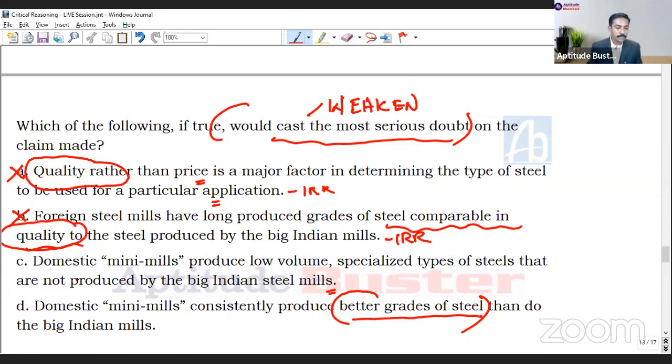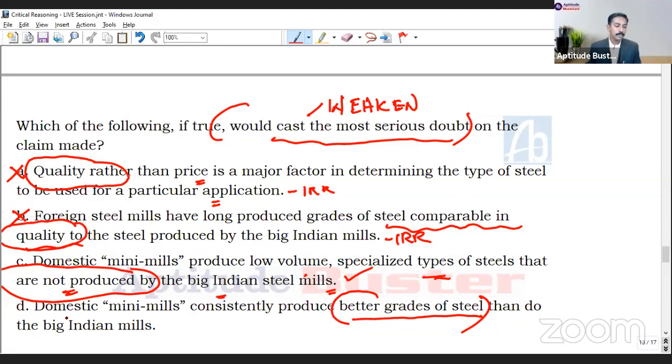Option C says domestic mini mills produce low volume, specialized types of steel that are not produced by big steel mills. Which means the products made by small mills are quite different from the big ones and are not produced by big steel mills. The products made by the small ones and the big ones are different. When the entire product is totally different, we can't say one competes with the other. Therefore, option C can be considered the choice that casts most doubt on the claim.